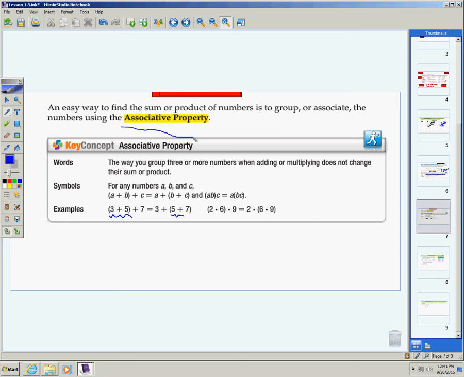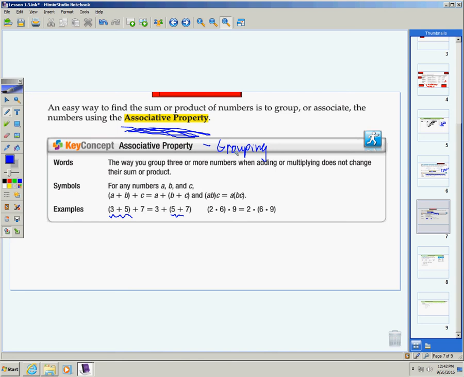It says I can group these however I want. I can group 3 and 5 together, I could group 5 and 7 together. You can group numbers however you want. It won't change the answer. That's the associative property. So the associative property deals with grouping. You might want to write that down: associative property deals with grouping.